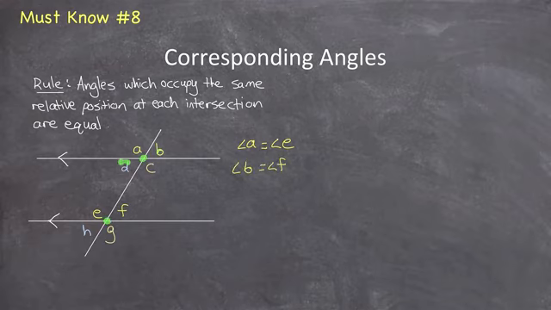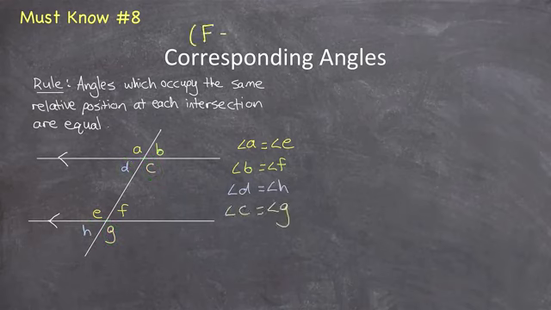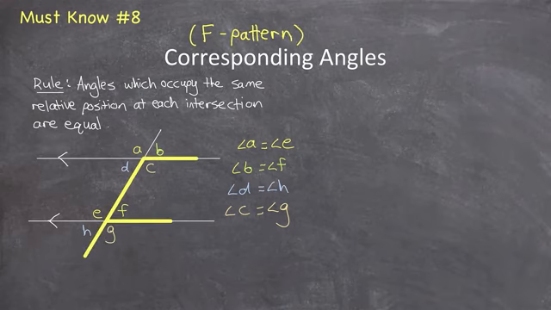Same thing with the bottom left angles. D would equal H. And the bottom right angles, C would equal G. Now, sometimes this rule is called the F pattern. It's sometimes called this because if you're to draw the letter F, it can help you find the corresponding angles that are equal.